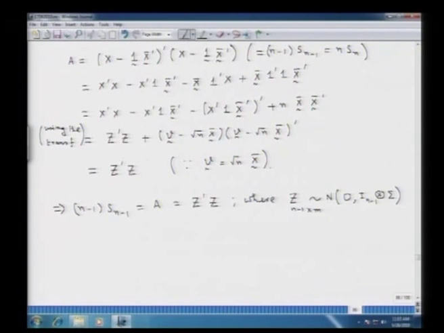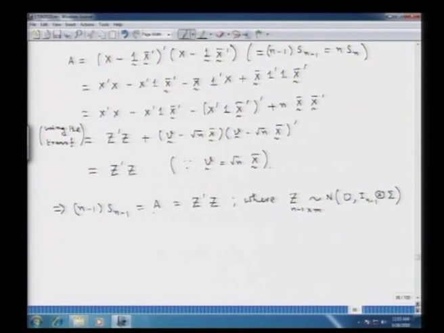Now, from the second alternate definition of the Wishart distribution that we had given, this A follows a Wishart distribution. So, this would imply that A, which is n minus 1 times S n minus 1, will follow a Wishart distribution, m dimensional, on n minus 1 degrees of freedom and an associated variance covariance matrix of sigma. This follows by the alternate definition of the Wishart distribution.